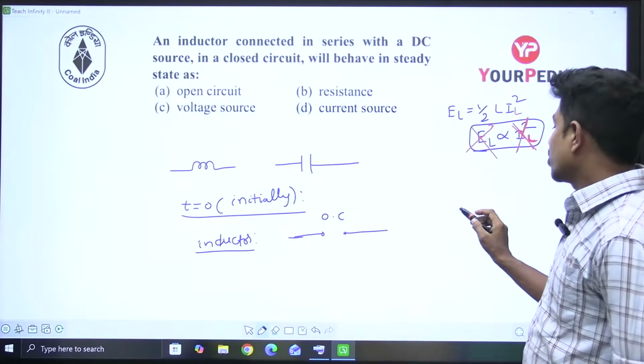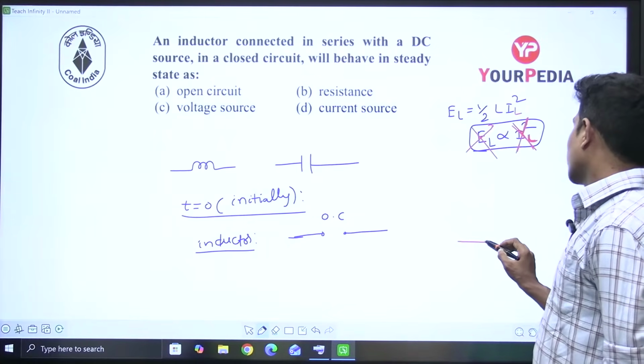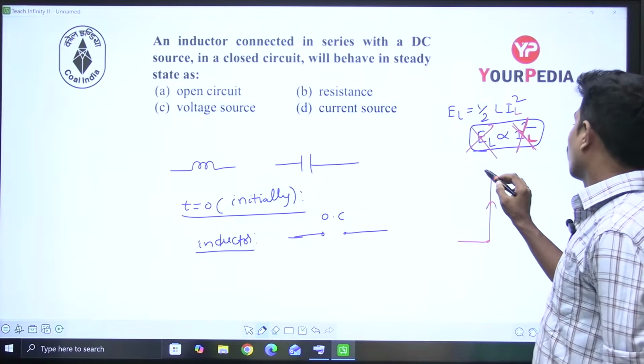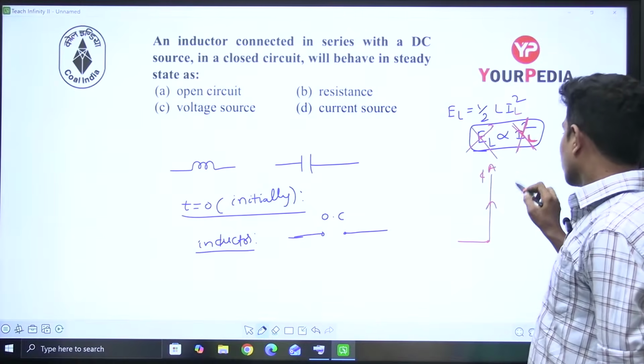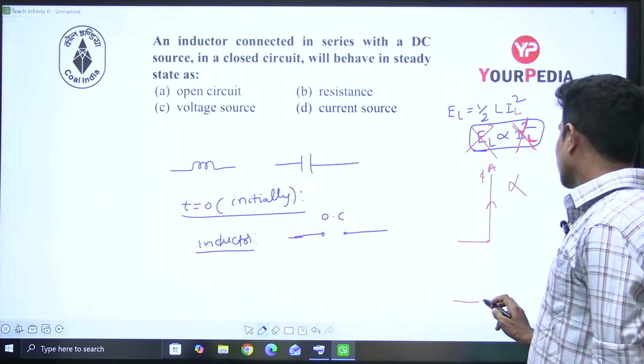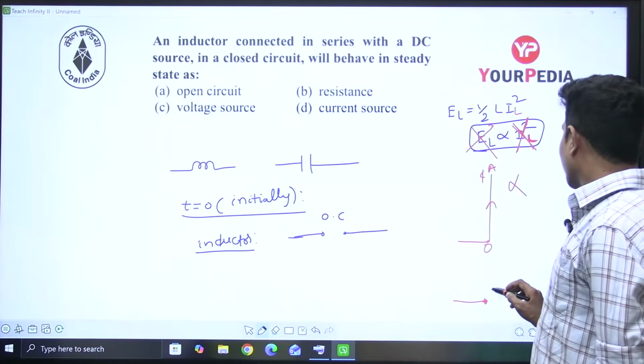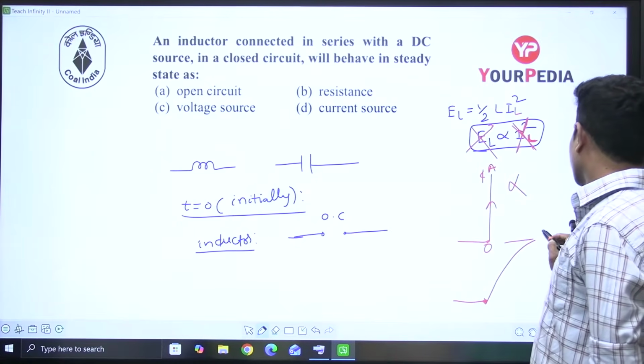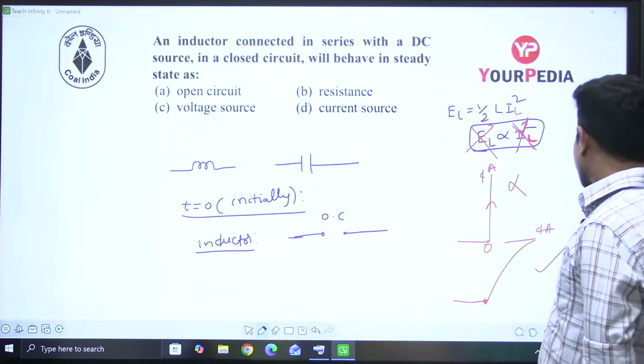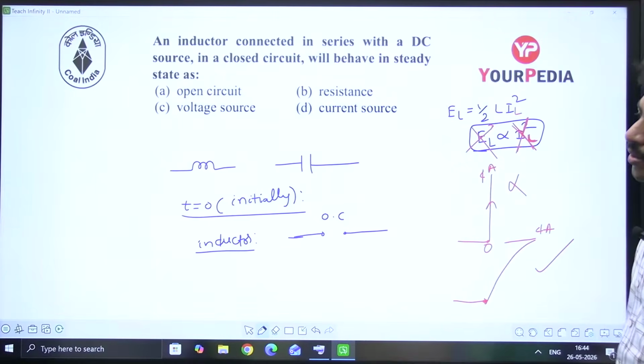See, what is sudden change? Up to t equal to 0, current is 0. Now, suddenly, if you want 4 amperes, this is not possible. In a resistor it is possible, but not in an inductor. Up to t equal to 0, current is 0, and from there gradually it reaches 4 amperes. This is accepted. The sudden change is not accepted.